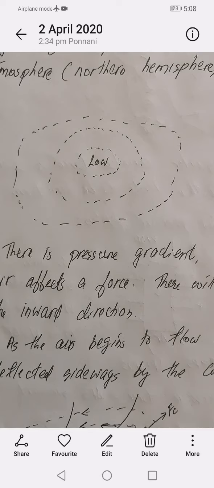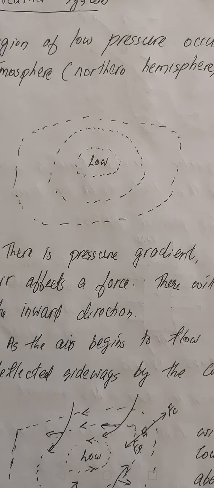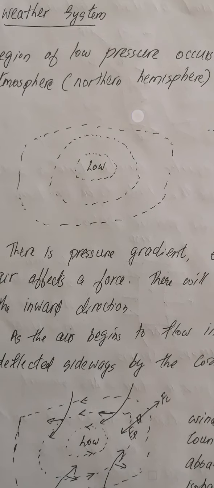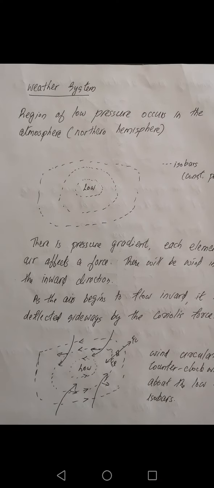Around that there are closed dotted lines. These closed dotted lines are isobars. Isobars means constant pressure lines. This is one constant pressure, another constant pressure, another constant pressure. So at the center there is a low pressure, that's called low, and towards the outer side, pressure increases. So isobars are constant pressure lines.